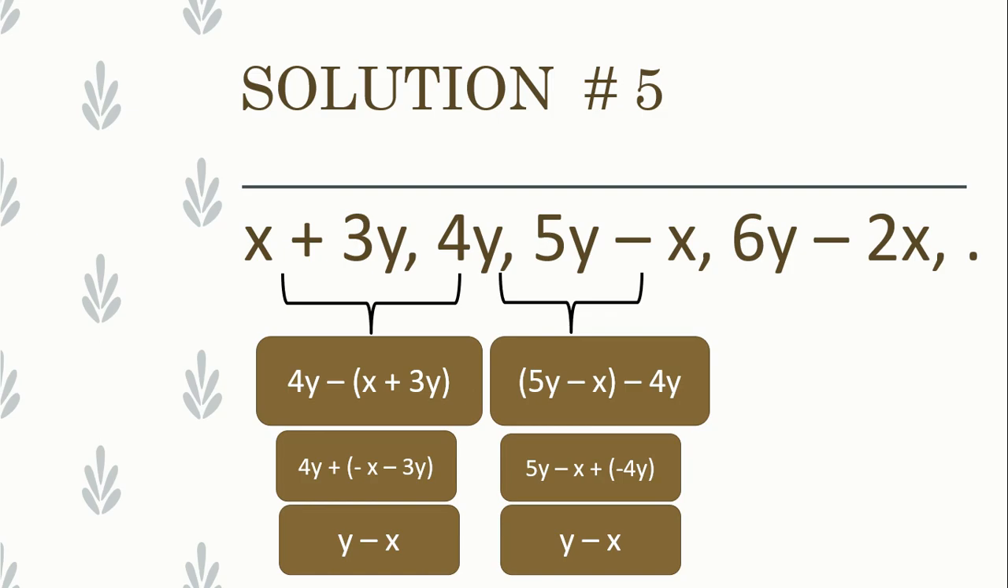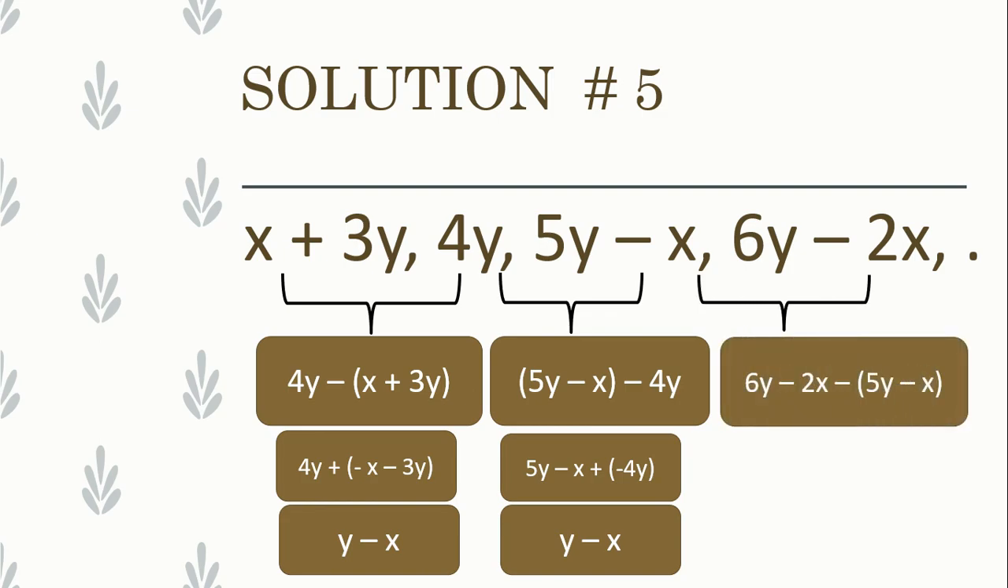Let's now proceed to the next two terms. The next two terms of the sequence are 5y minus x and 6y minus 2x. The previous term of 6y minus 2x is 5y minus x. By subtracting them, that is 6y minus 2x minus the quantity 5y minus x. That will become 6y minus 2x plus the opposite of this subtrahend 5y minus x, which is negative 5y plus x. Then, identify again like terms, then combine them.